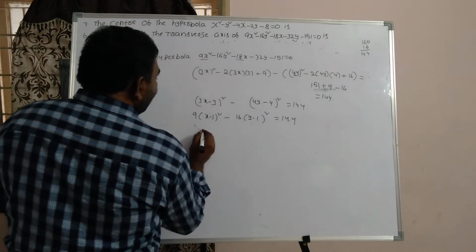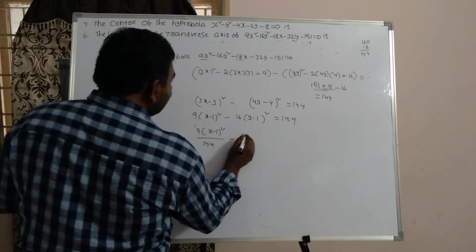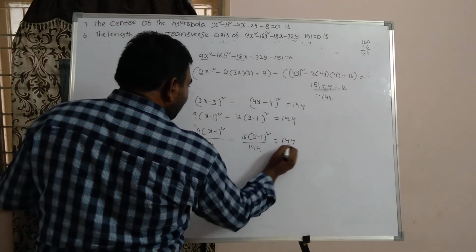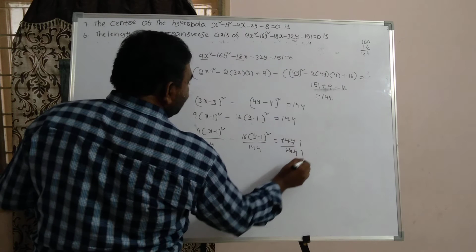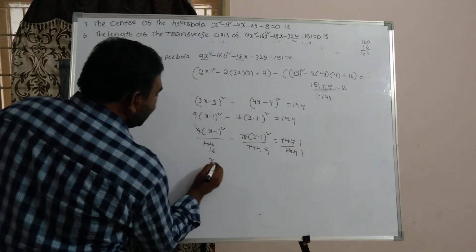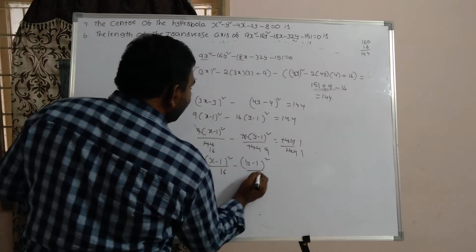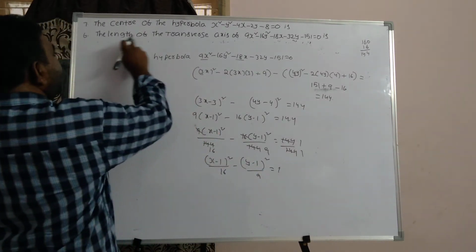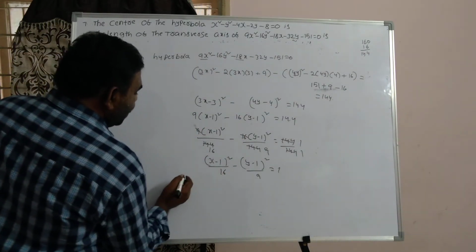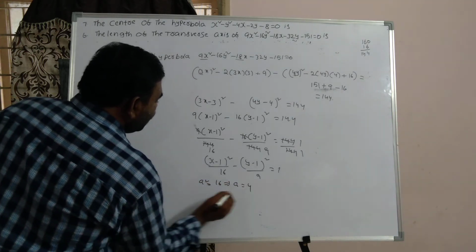Divide on both sides with 144. 9 of x minus 1 whole square by 144 minus 16 of y minus 1 whole square by 144 equal to 144 by 144. 9 ones, 9 16s, 16 ones, 16 9s. So here x minus 1 whole square by 16 minus y minus 1 whole square by 9 is equal to 1. What do you want? Length of transverse axis. Length of transverse axis means in this situation 2a. So here a square is equal to 16. That implies a is equal to 4.